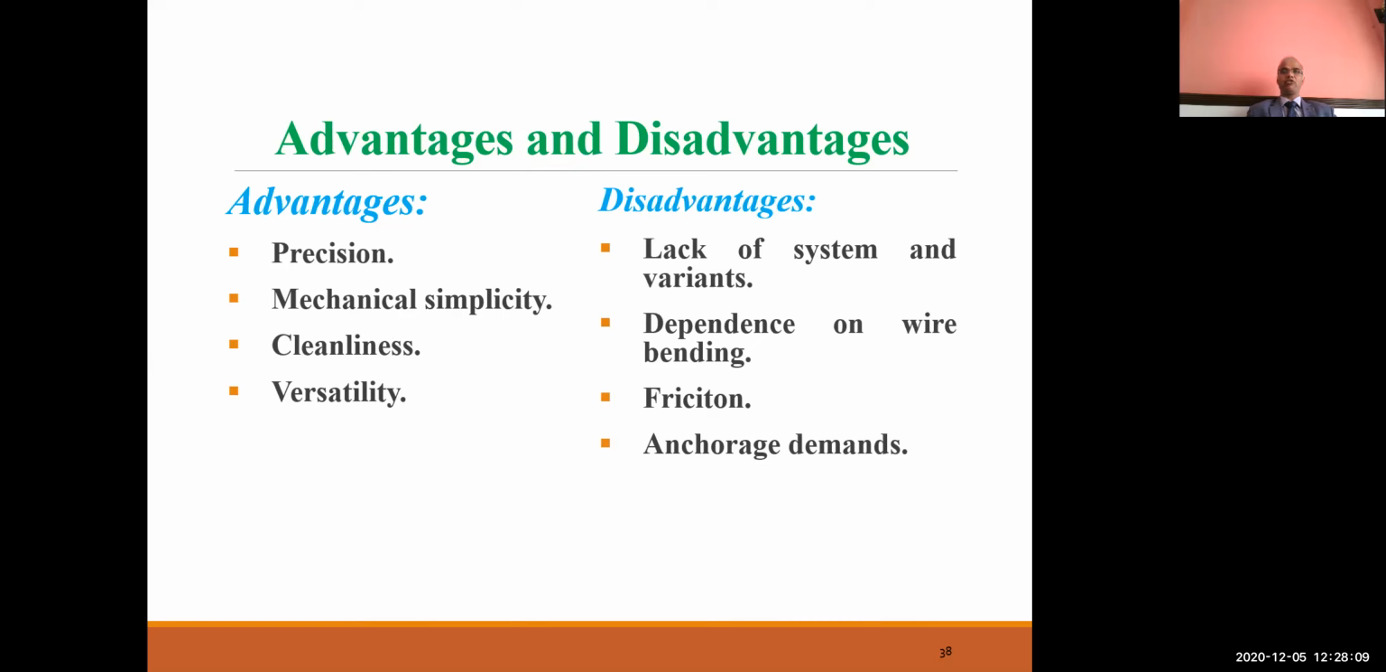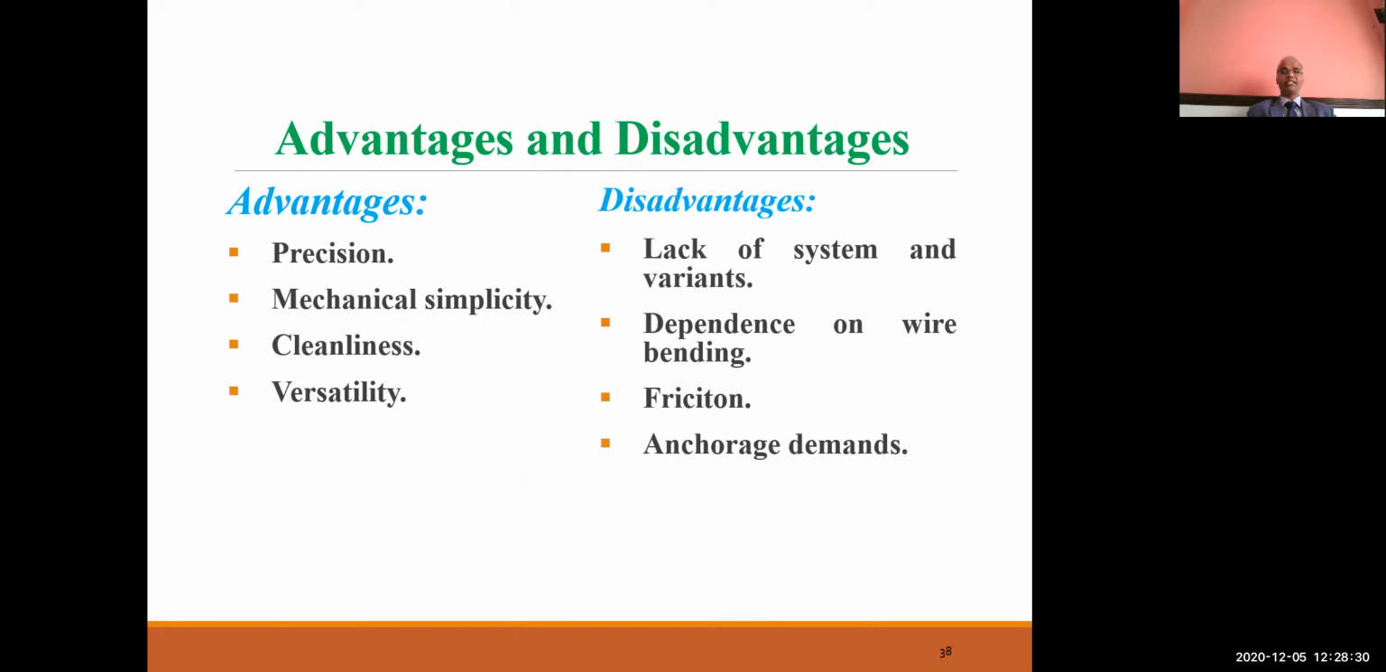The advantages and disadvantages of edgewise appliances. The advantage is precision. We can control the tooth movement in all three planes. And mechanical simplicity, cleanliness, and versatility. These are compared to the previous appliances.